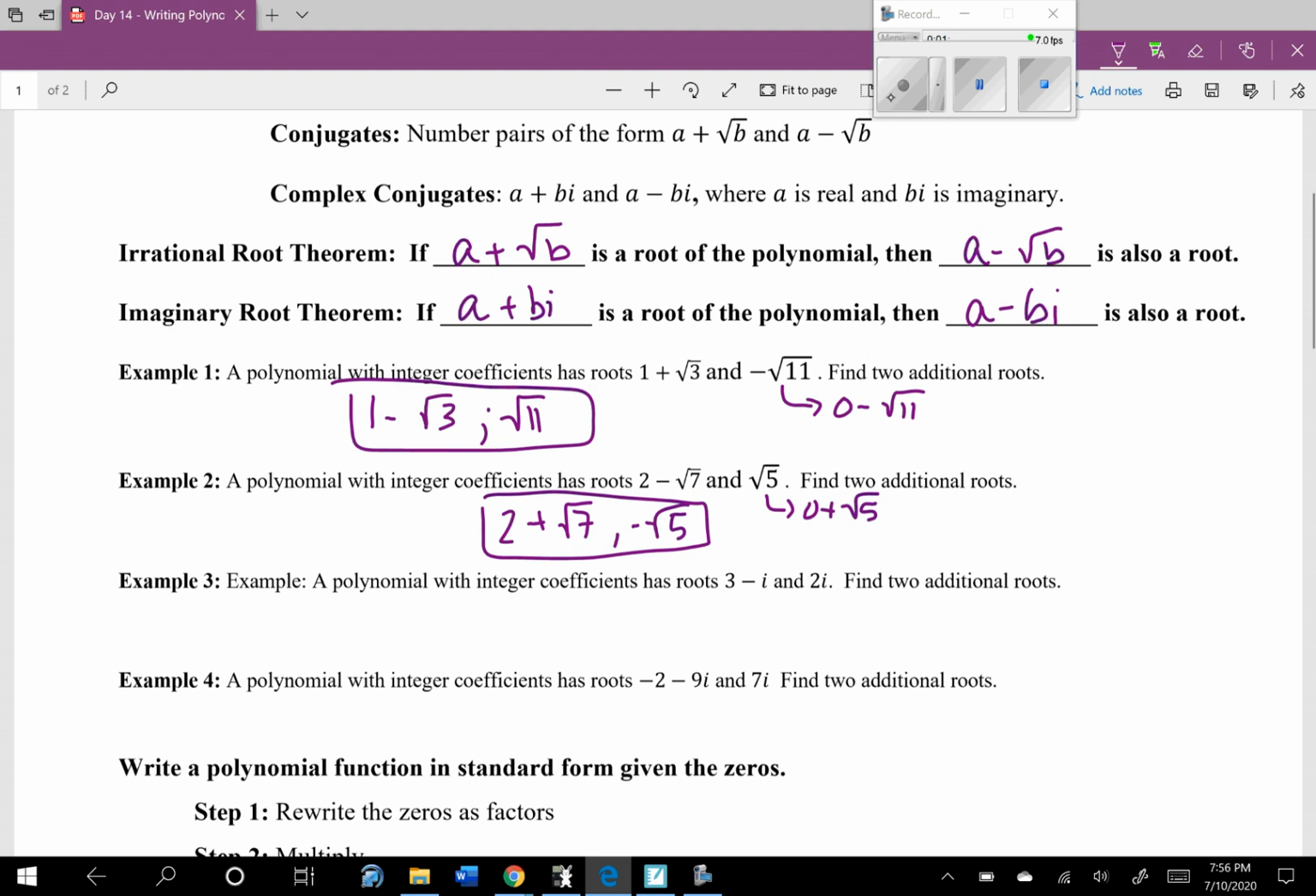If we have 3 minus i and 2i, the additional roots would be 3 plus i. And if this is 0 plus 2i, the other root would be 0 minus 2i or negative 2i. And for this one down here, we would have negative 2 plus 9i. And then if this is 7i, negative 7i would be the conjugate, because again, it's 0 plus 7i, so 0 minus 7i.